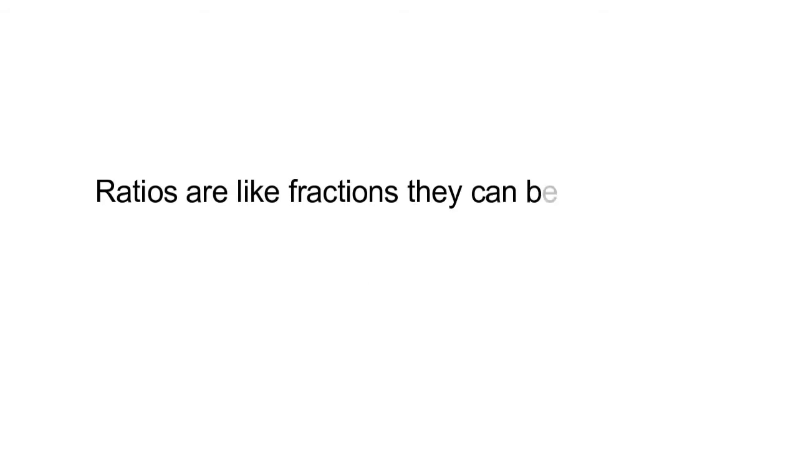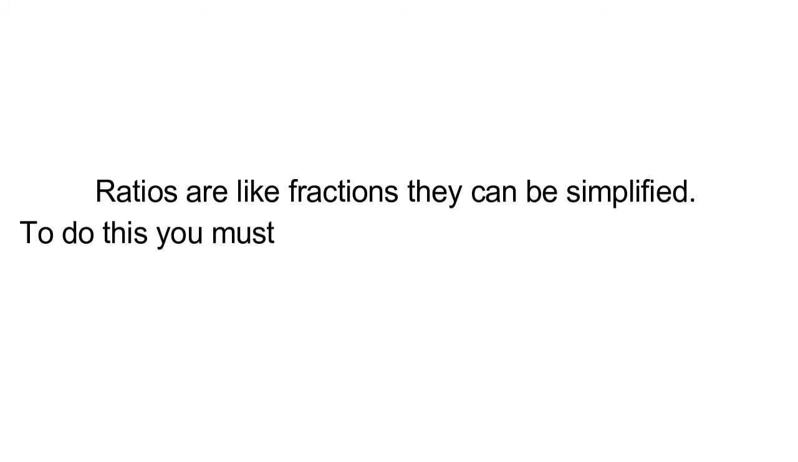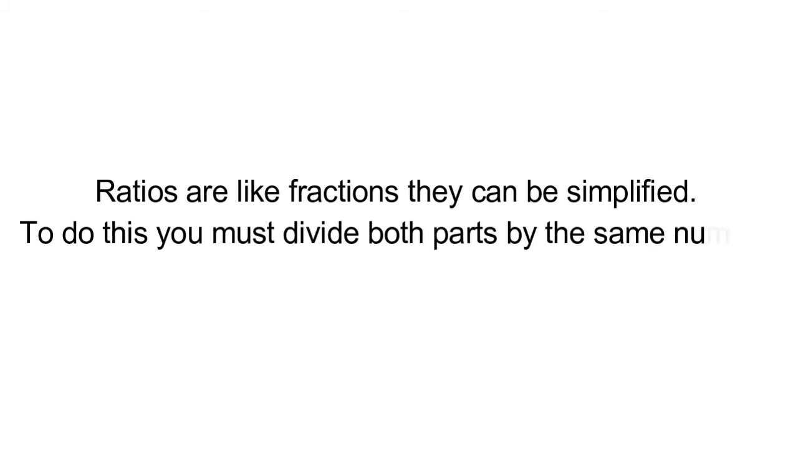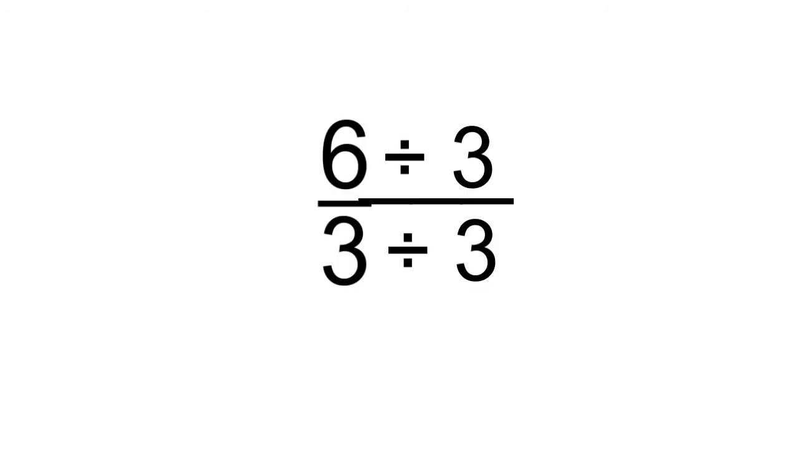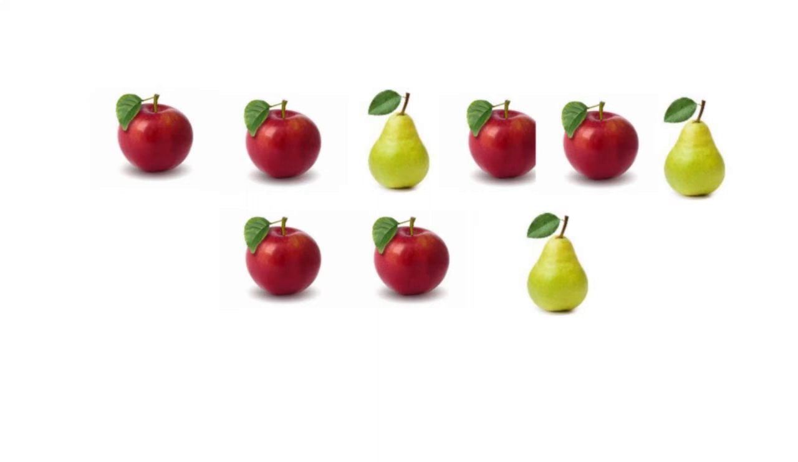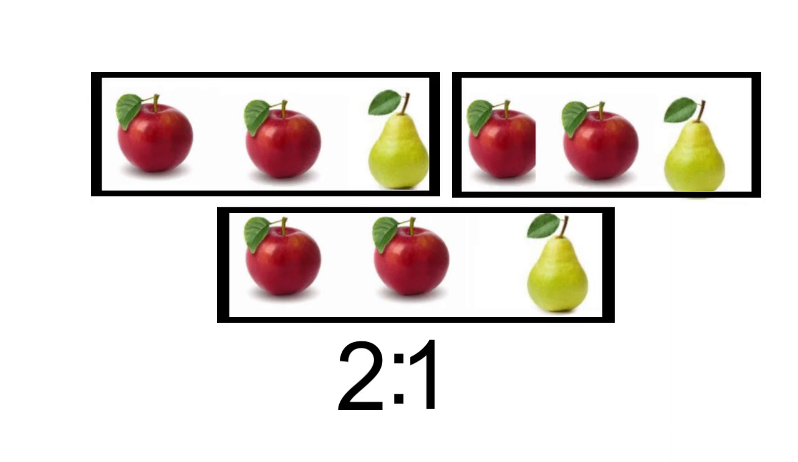Ratios are like fractions. They can be simplified. To do this, you must divide both parts by the same number. Here, 6/3 can be simplified by dividing both by 3, as 6 and 3 are both in the table of 3. So, divide both numbers by 3. We get 2/1. So, the ratio of apples to pears could also be expressed as 2:1. That is, for every 2 apples, there is 1 pear.